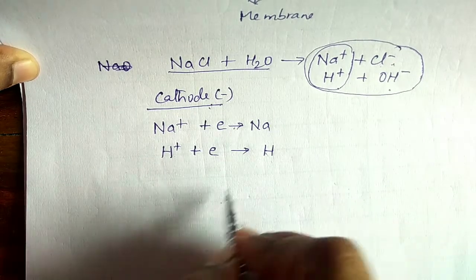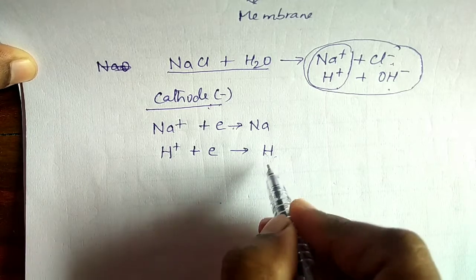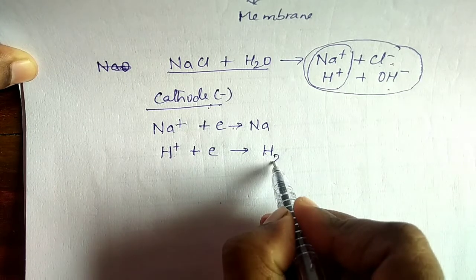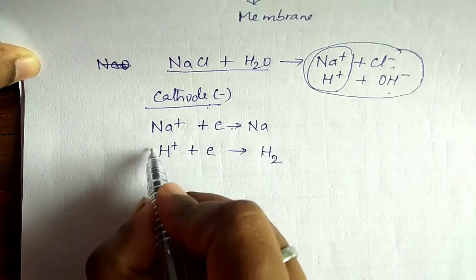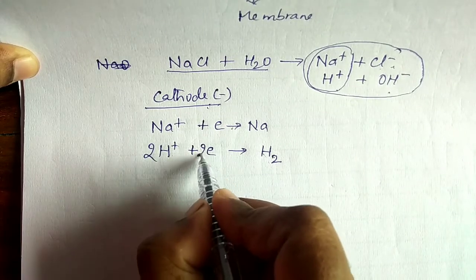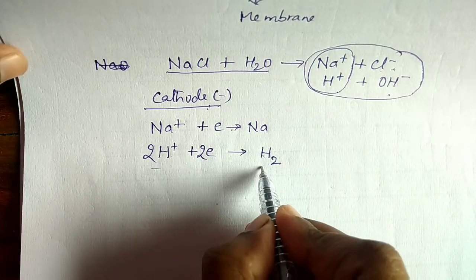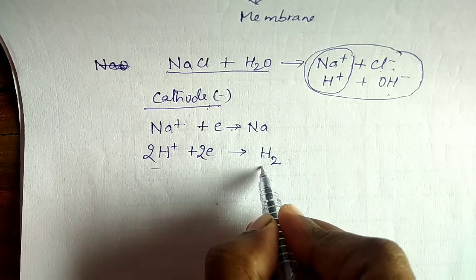A hydrogen atom is not stable, so you need two hydrogen atoms to form a molecule. So you balance here, you write 2 on this side, 2 H plus, and similarly 2 electrons. So this is the balanced reaction of hydrogen which is possible on cathode.